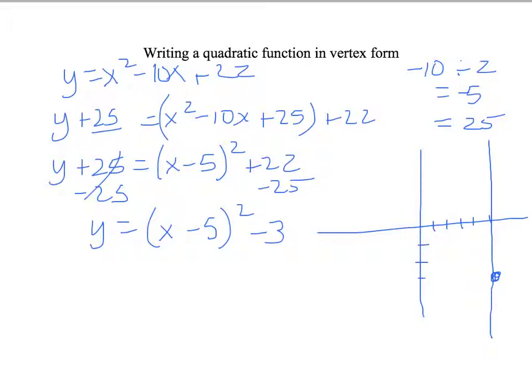I know it opens up, and if I wanted to actually graph this, I could plug in, well, what's y when x equals 4? Well, I have 4 minus 5, which is negative 1. Negative 1 squared is 1. 1 minus 3 is negative 2. So I would have a point right there, a matching point on the other side, and I could graph that.